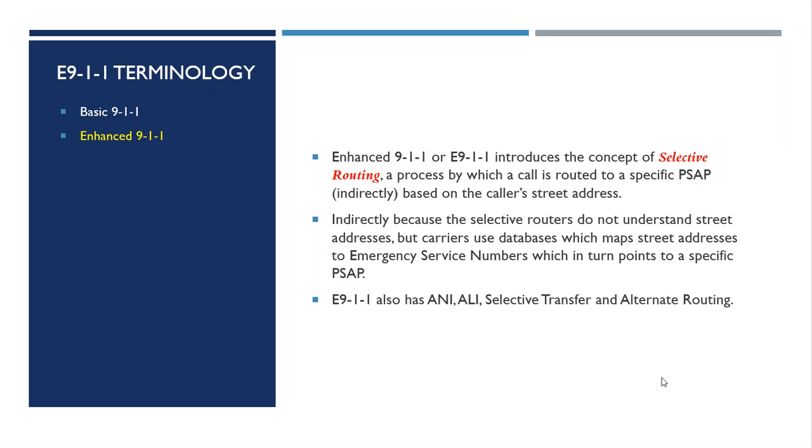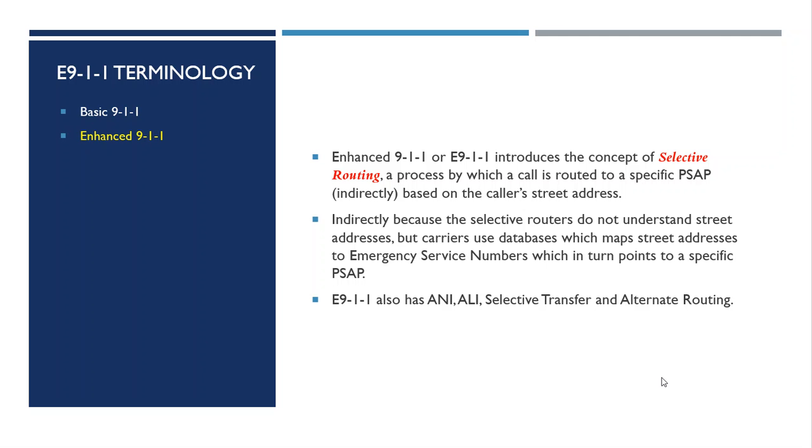So the core of enhanced 911 or E911 revolves around the concept of what is called selective routing. It is a process by which the selective router, basically the gear in the telephone provider, can route a call based on the address. But the selective router itself does not really know anything about the address, but the telephony carriers use a variety of databases which map the street addresses to what are called the emergency service zones and emergency service number, which in turn points to a specific PSAP.